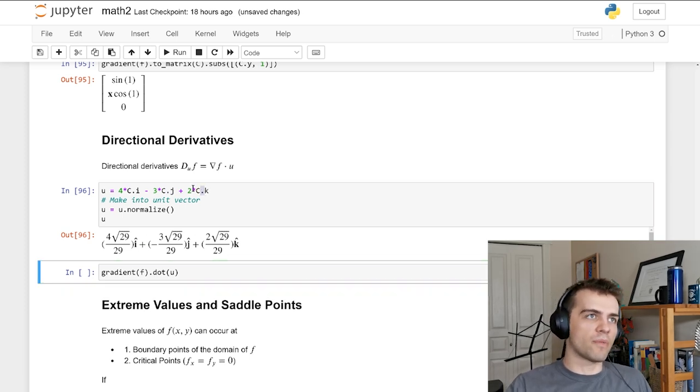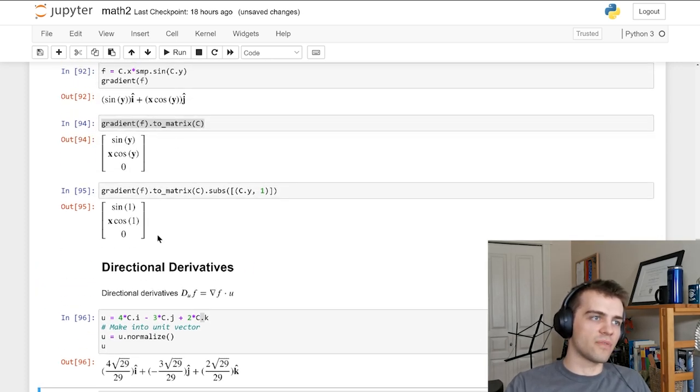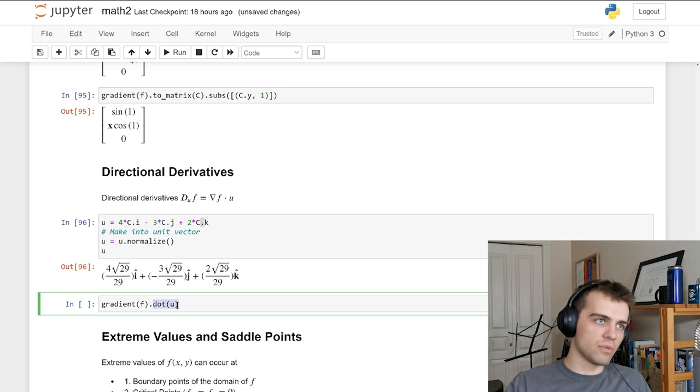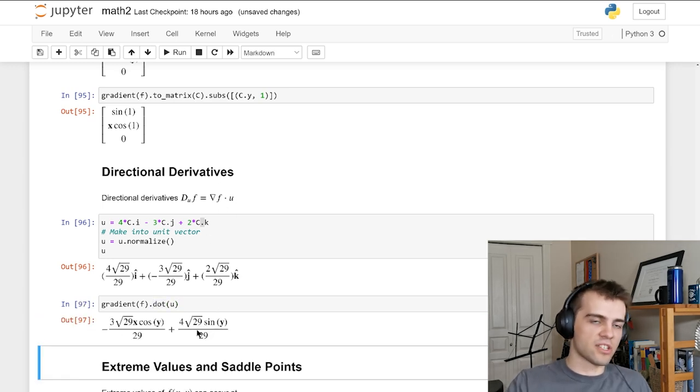And then if I want, for example, the directional derivative, I would just call gradient f, this function I defined up here, dot u, right? That's sort of what this formula is here. And it will do this.